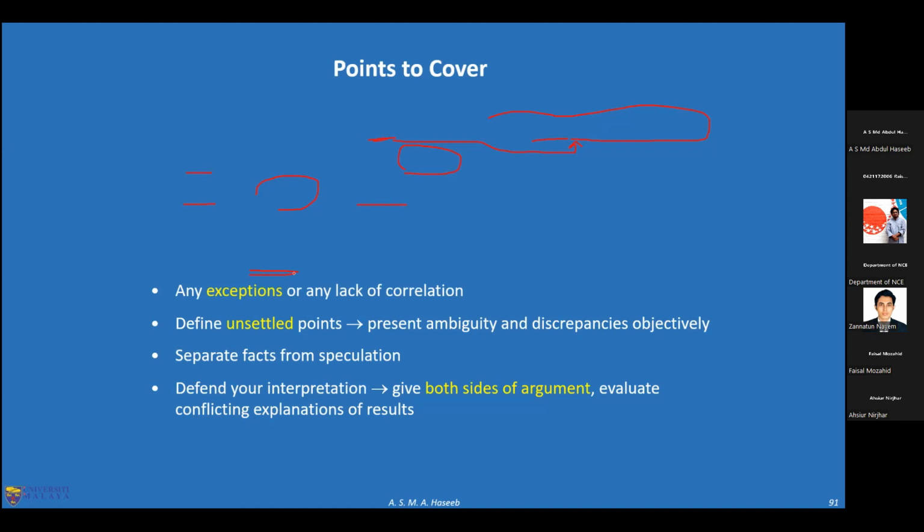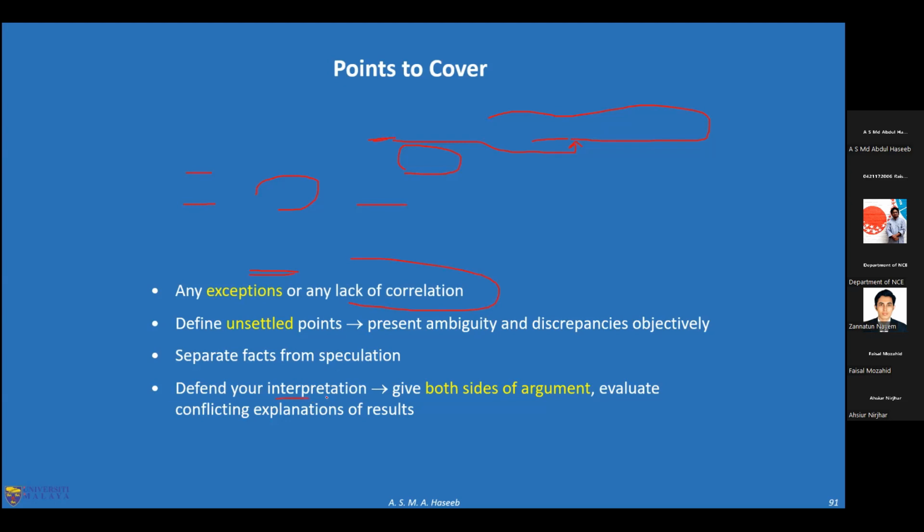If you have something which is very unique in your results, some exception, it doesn't follow the theory, then you have to be careful. And perhaps it can give you some very valuable data if you can interpret them. So you have to be very careful when you have this kind of exception or lack of correlation with the theory. Then you will probably be discovering something very new. So you never know, so you have to pay a lot of attention.